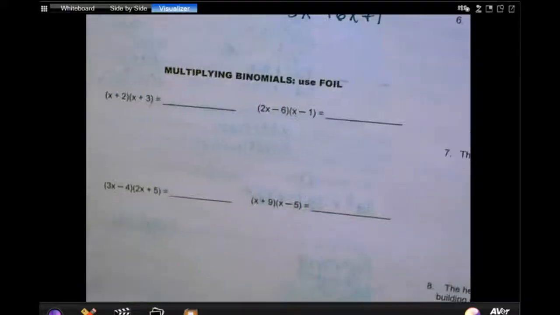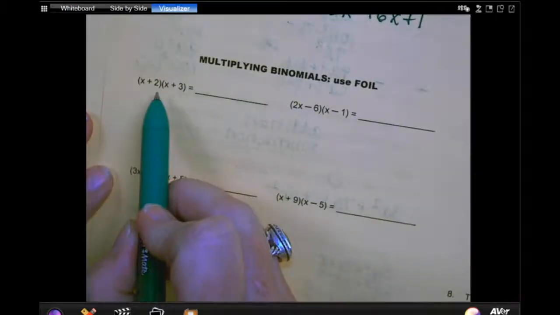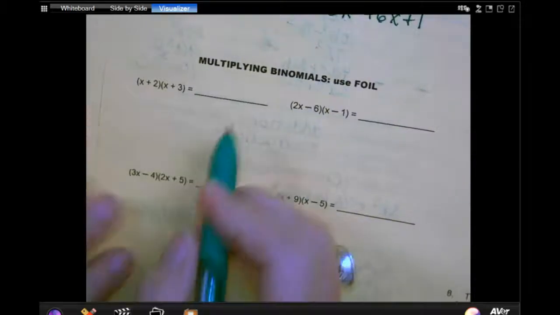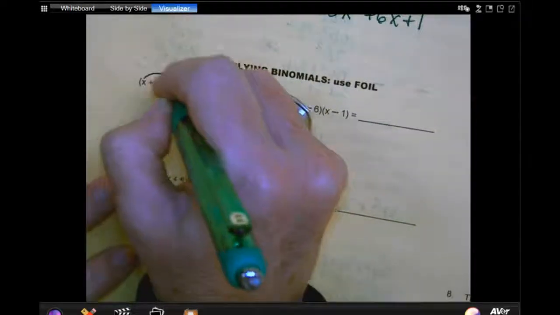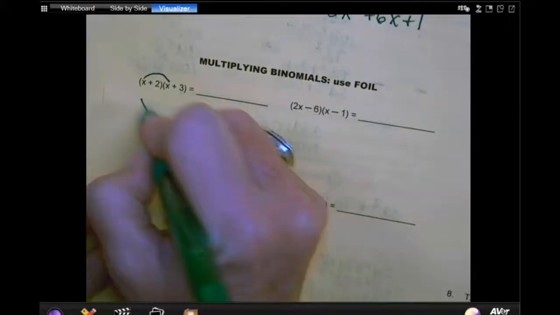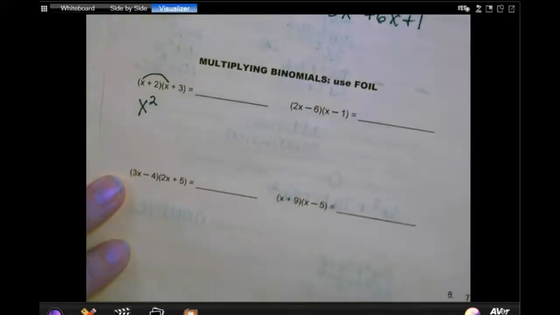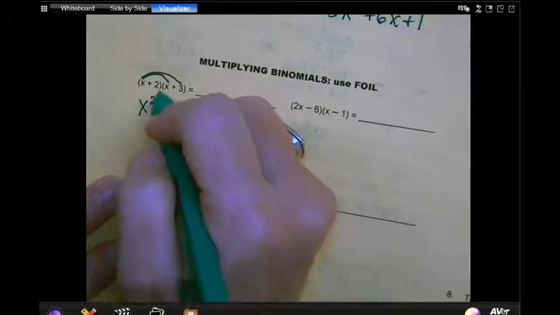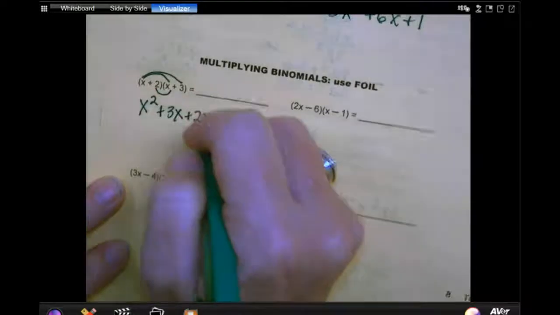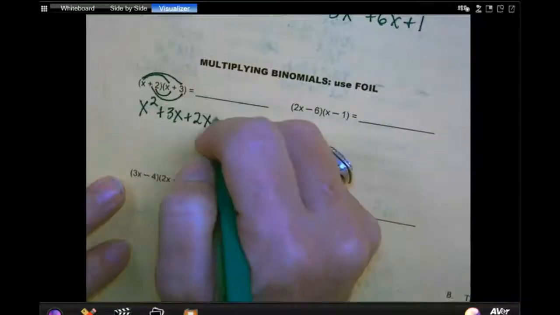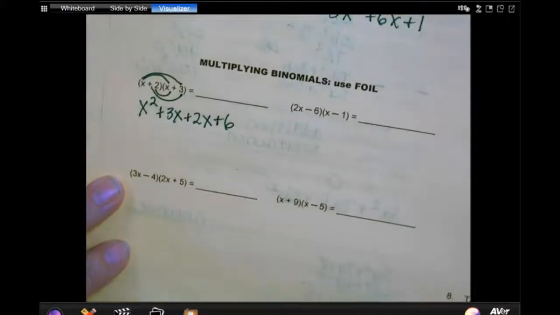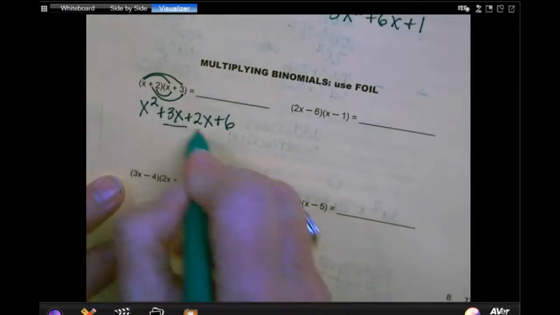So now when I multiply these binomials, and that's because there's two terms, so that's a binomial times a binomial, I'm going to take x times x, which gives me x squared. X times 3 gives me 3x. Then I'm going to take 2 times x, gives me 2x, and 2 times 3 gives me 6. And then I can combine like terms.